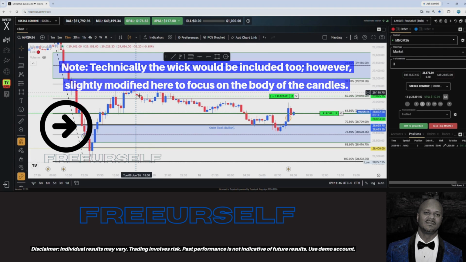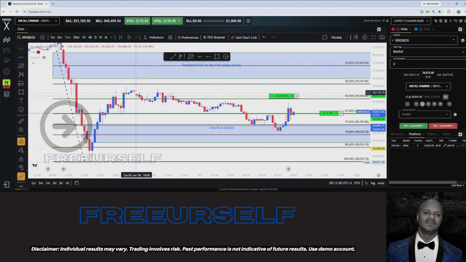It's the top of the bear candle prior to the bull move. The bearish order block would be the low of the bull candle prior to the move down. Here, we're looking at the order block on the 1 hour time frame.